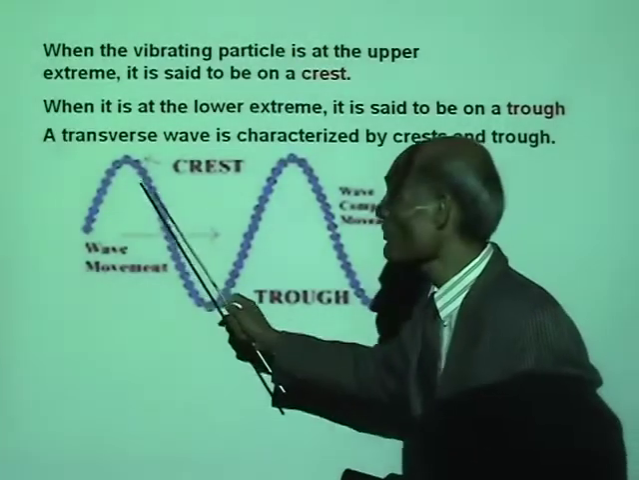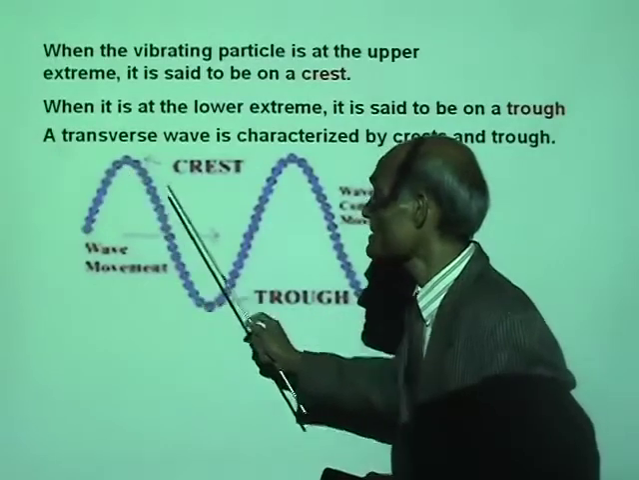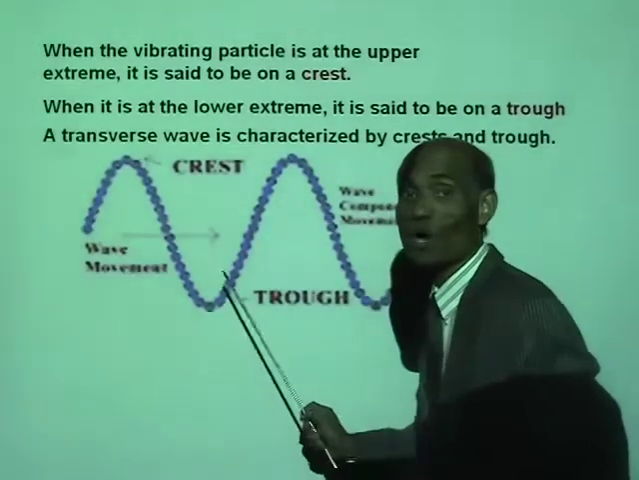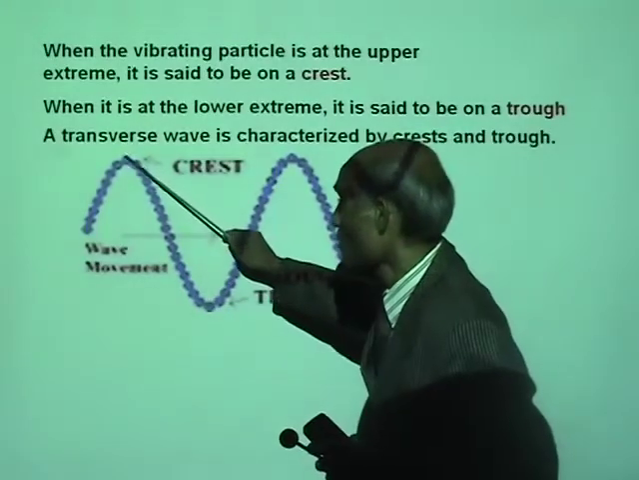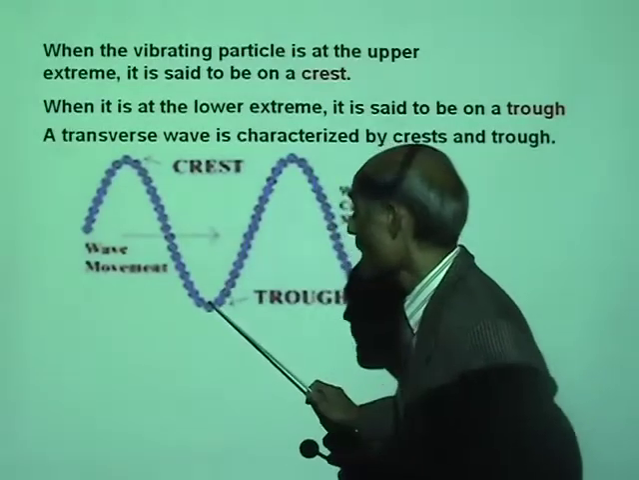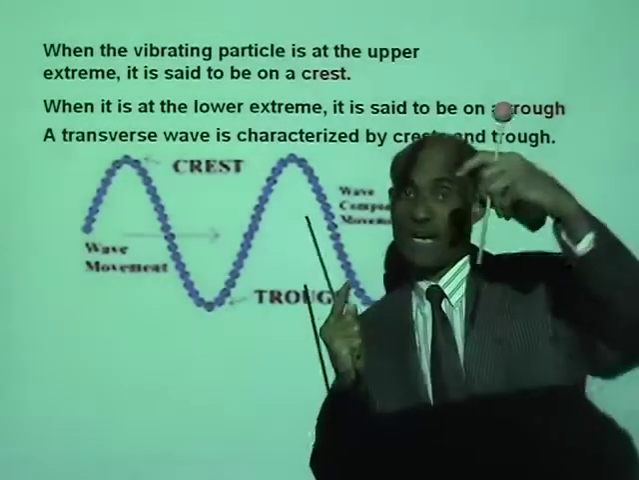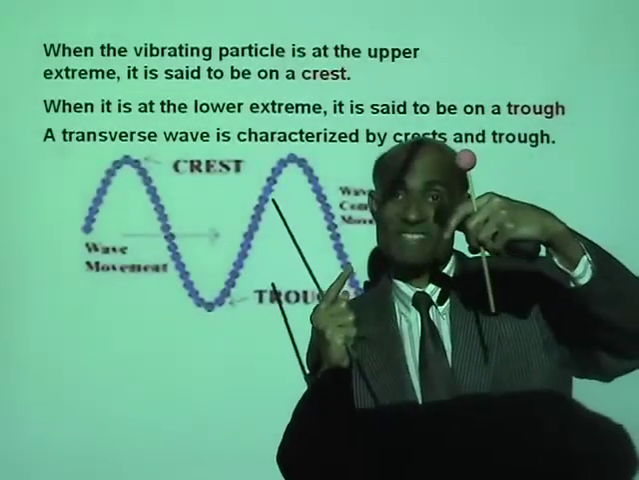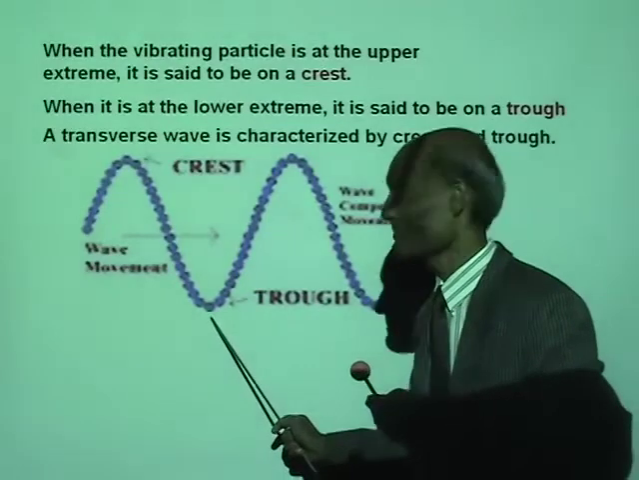Now look at the phase of vibration of a particle on a crest and a particle on a trough. What is the phase difference? When the particle on the crest is beginning to move down, the particle in a trough is beginning to move up. They are completely out of phase. The phase difference is half a period.